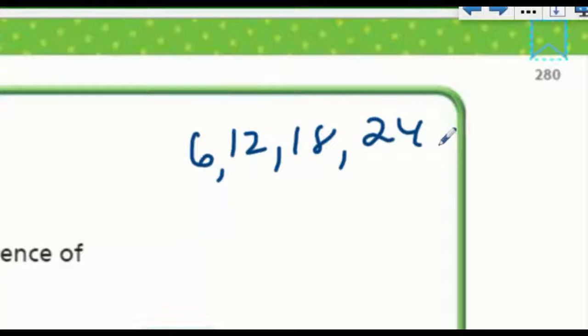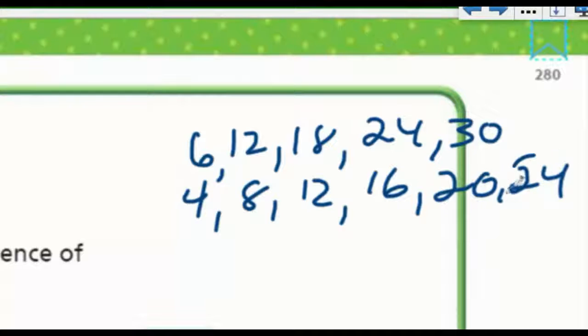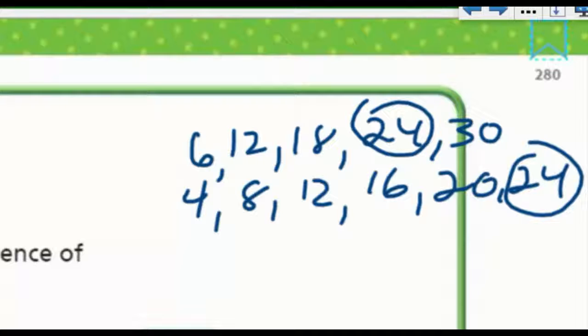So let me just go ahead and write some multiples. You'll probably see it right away. 6, 12, 18, 24. I could keep going, 30. Now if I do the multiples of 4, which is just like saying 4 times 1, 4 times 2, 4 times 3, 4 times 4, 4 times 5. All right, now you're looking at that. If I were to go even one more, yeah, let's do that. You can see that 24 is a common multiple of both of those numbers.